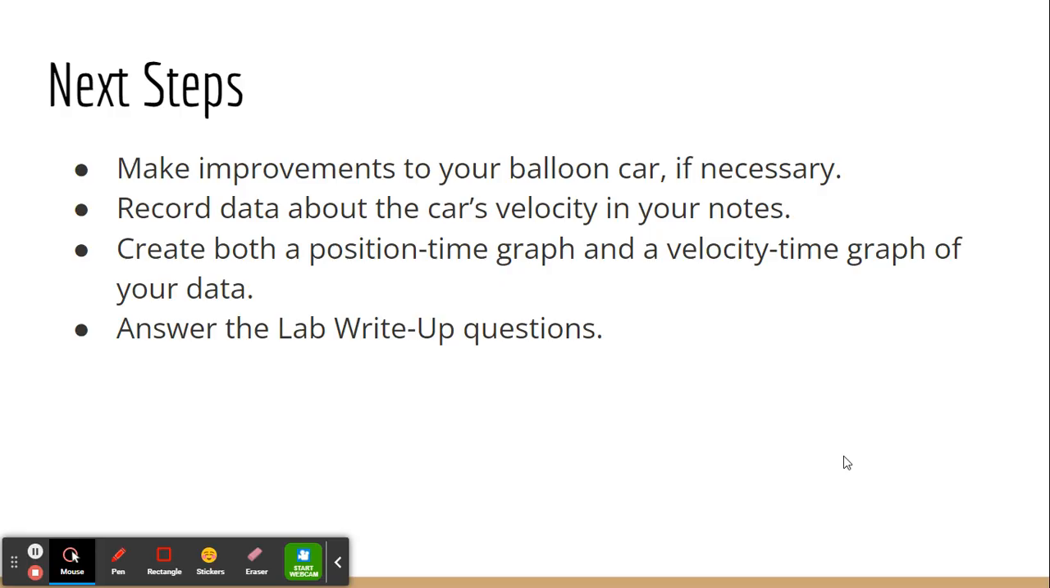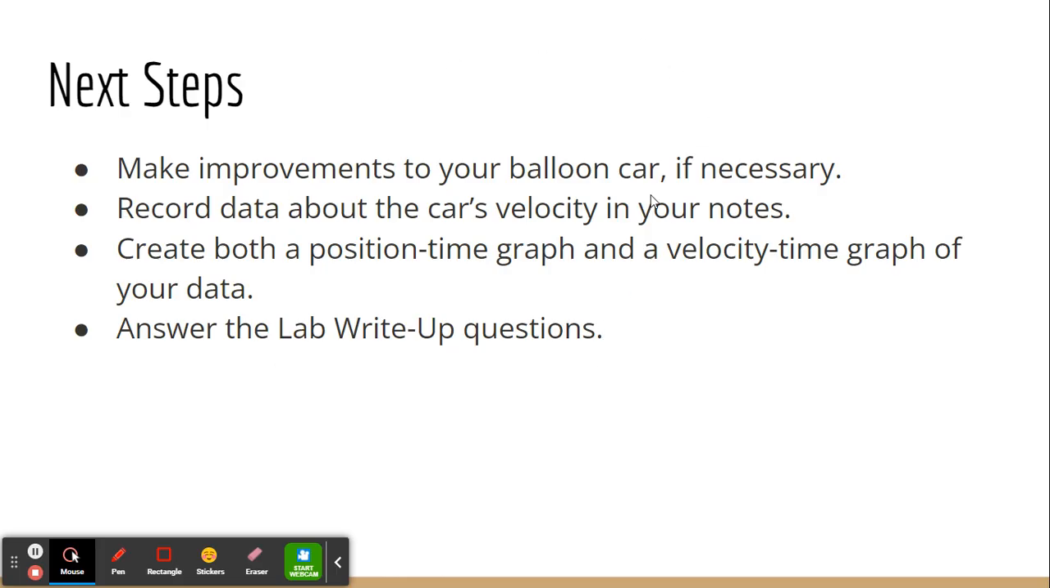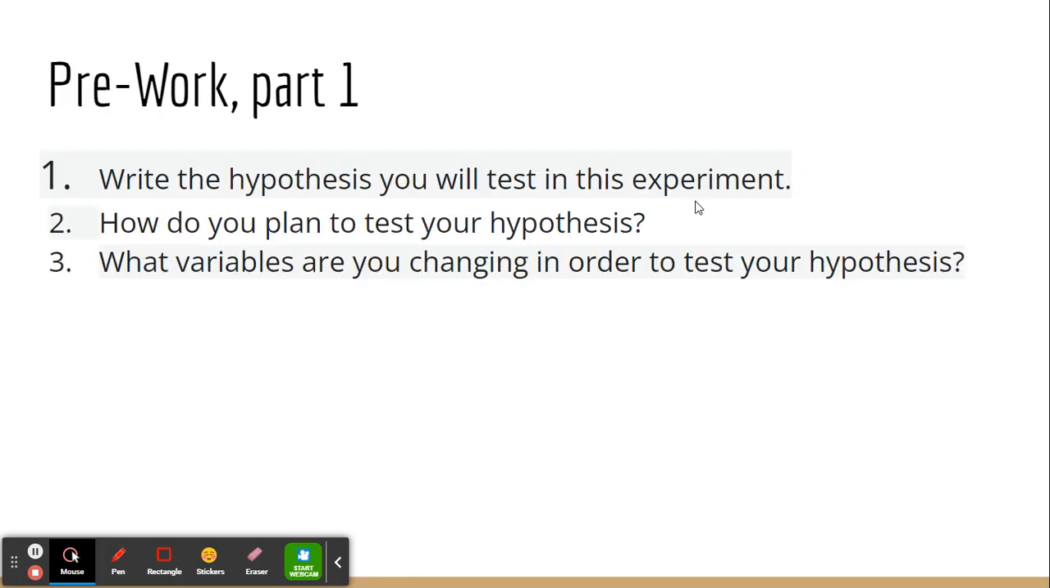All right, what are you going to do next? You're going to make improvements to your balloon car if needed. If your balloon car is already awesome, keep it that way. Record data about the car's velocity in your notes. Okay, so once you start recording data from trial runs, make sure you record that data. You're going to create the two graphs again, a position-time graph and a velocity-time graph, and answer the lab write-up questions. So all you need to submit for this part of the assignment, these are just things that you're going to be working through throughout the next week.